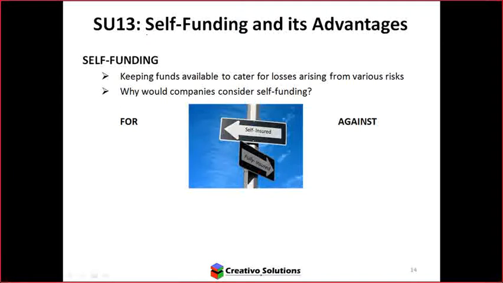So here's a question for you to consider. Why would companies consider self-funding? What are some benefits for the debate? Okay, so for self-funding or against self-funding. Just remember to keep this in mind, keeping funds available helps us to cater for losses that arise from various risks. Okay, so when self-funding a specific risk, we're looking at setting aside funds that will be available for use in the event of loss. So why would a company want to consider self-funding their risk?